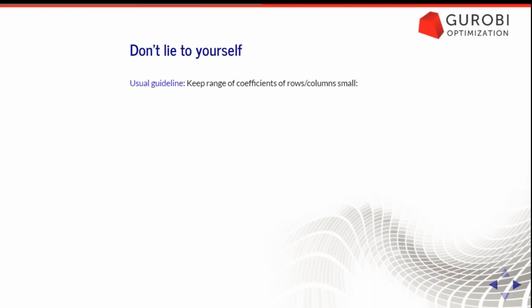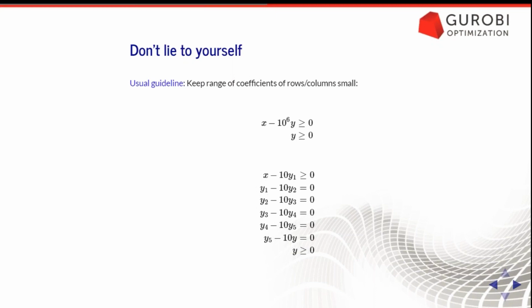So a common guideline that we provide is that the range of coefficients in the rows and columns should be small, or not too big. So if you encounter this problem, it's not too hard to say, oh, well, I can hide that 6 orders of magnitude by just adding these equations. Now everything looks nice, doesn't it? Now, instead of having 1 and 10 to the 6, I only have 1 and 10.